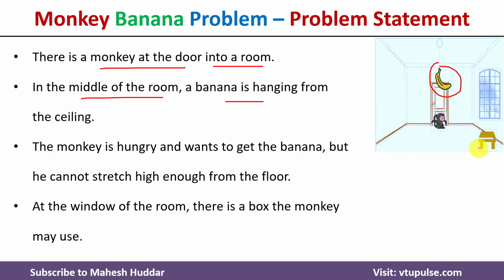Now there is a box at the window into the room. The monkey can use this box to climb on top of the box and then grasp the banana. So this is the problem definition we want to solve in this case.